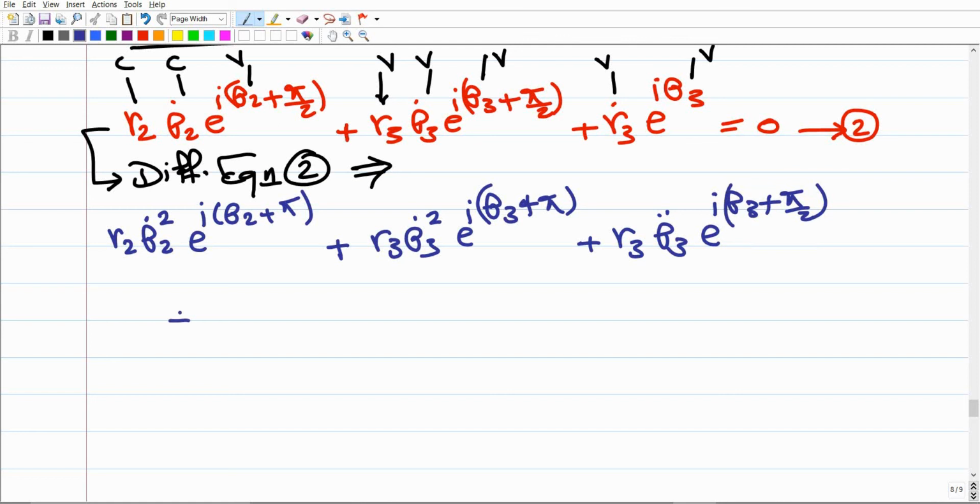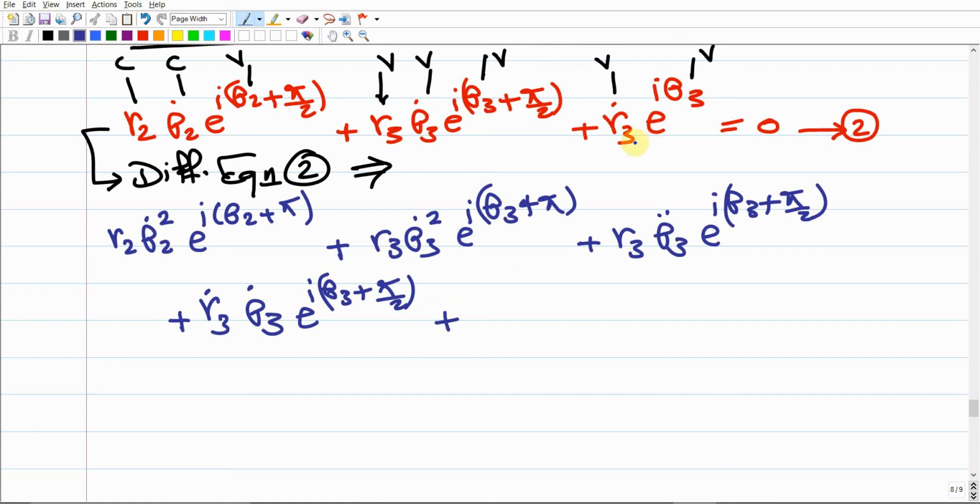Then we have another third term, which we're gonna fix here. These two terms and just gonna do the derivative over the R3 will be R3 dot, theta 3 dot, and e^(i(theta 3 plus pi over 2)). Make sense? Then how about this term plus there is another term here.